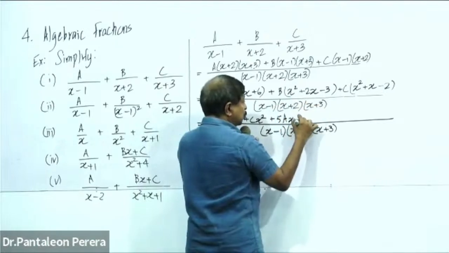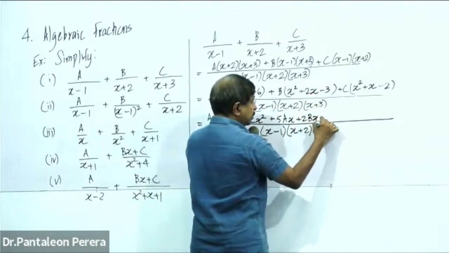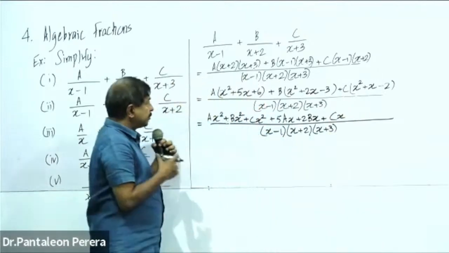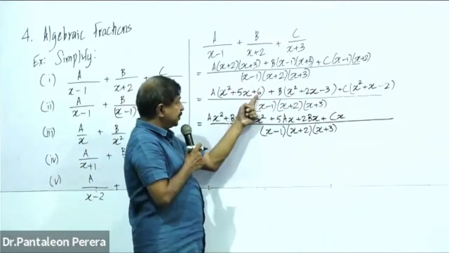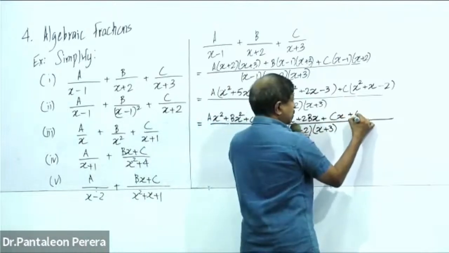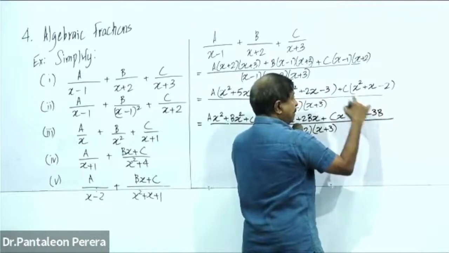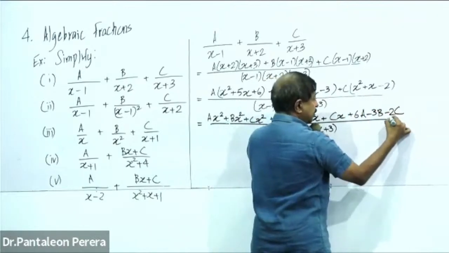This is 2bx, that is cx. Then there are three constant terms: 6a minus 3b minus 2c.